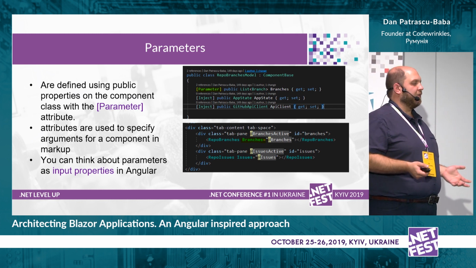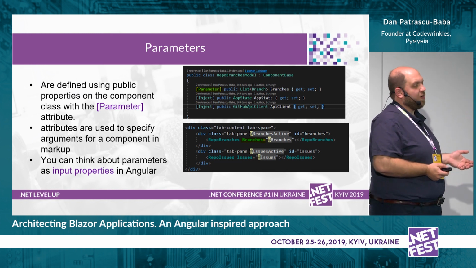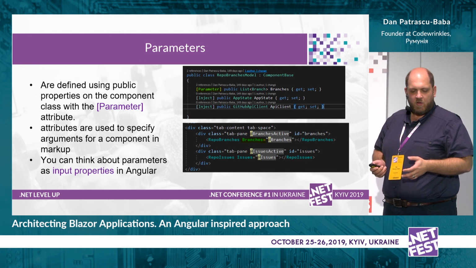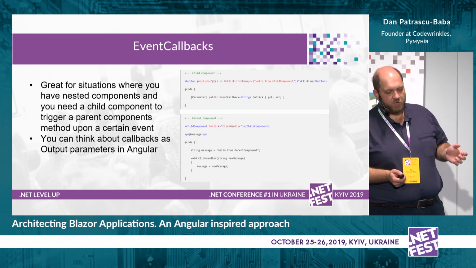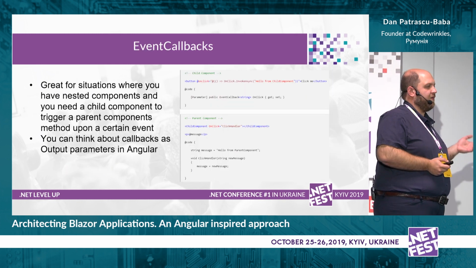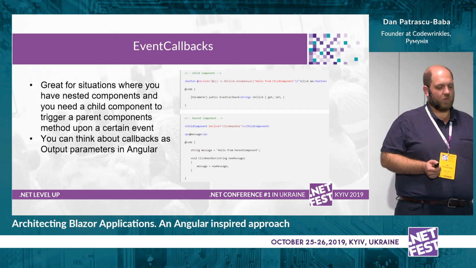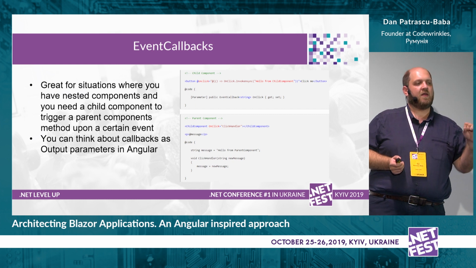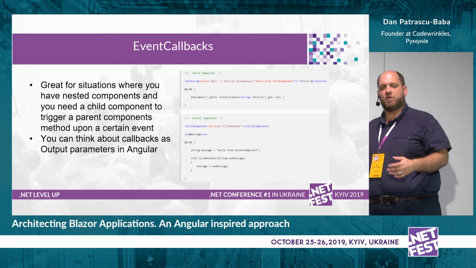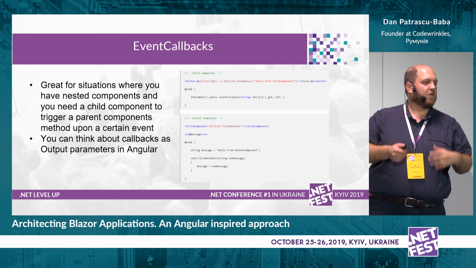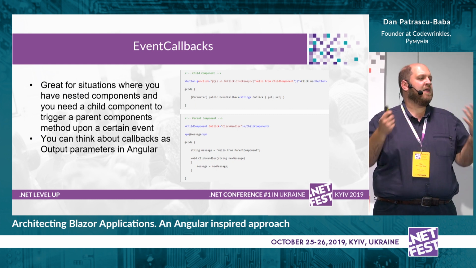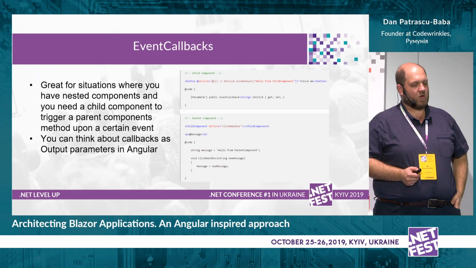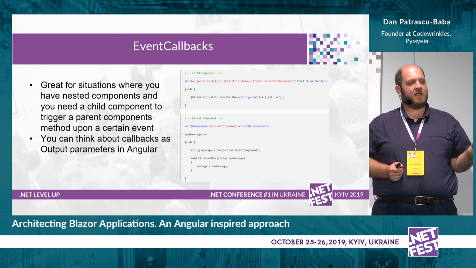But surely we would also have scenarios where we need to communicate from a child to a parent. In that case, what we could use is event callbacks. Event callbacks are also properties, but of type event callback of T. And in that T, it could be a placeholder for a mouse event, or for anything that we really want to pass through that event callback. This is nothing else than a delegate.